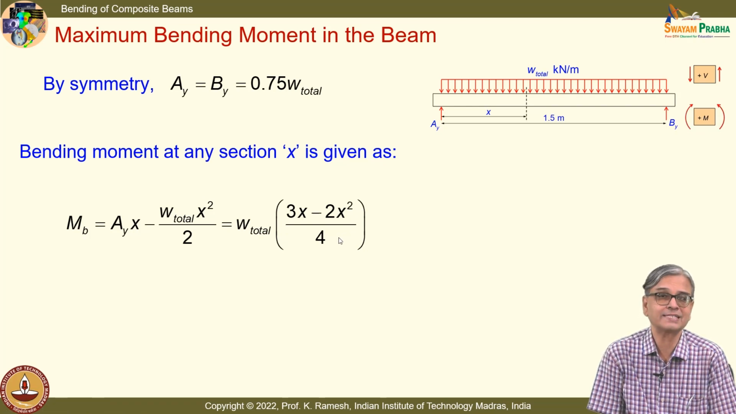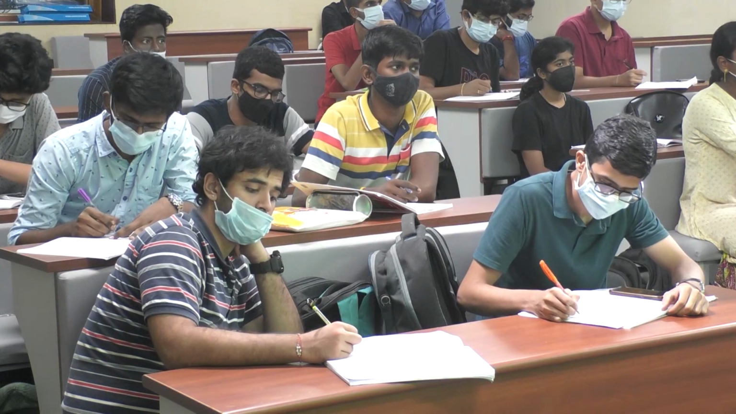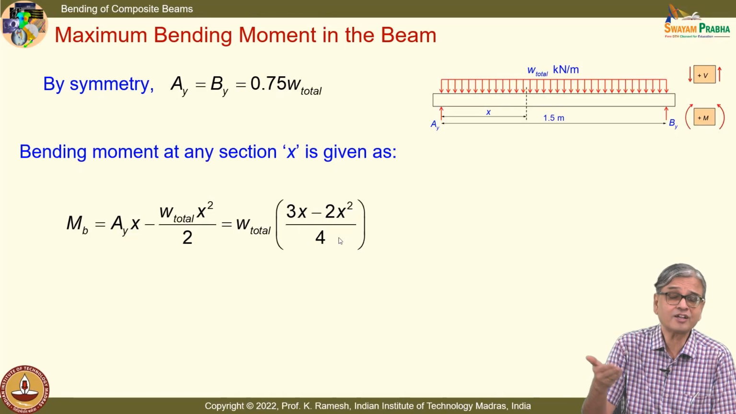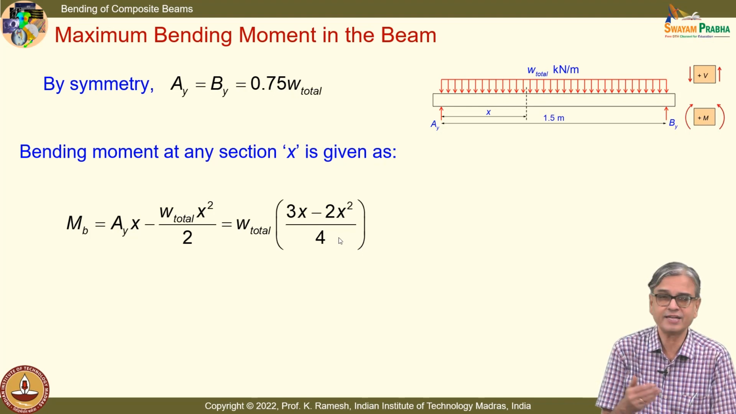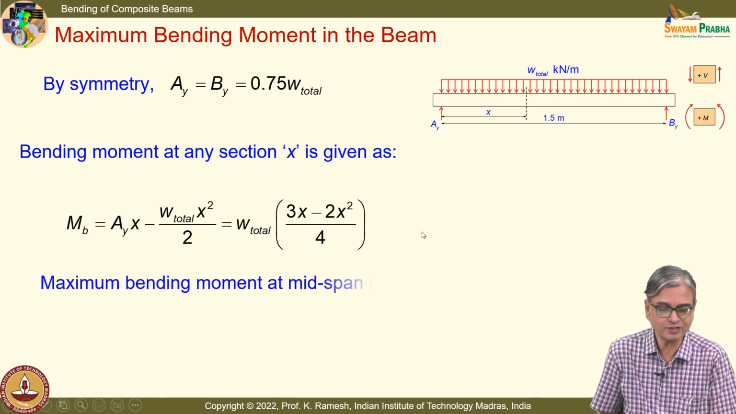Where do you expect the maximum bending moment at the beam? Middle point. It is a middle point. Whenever shear crosses 0, you will have extremum values of bending moment. Okay. And shear would cross 0 at the middle point. So, I can also find out the maximum bending moment at mid span.